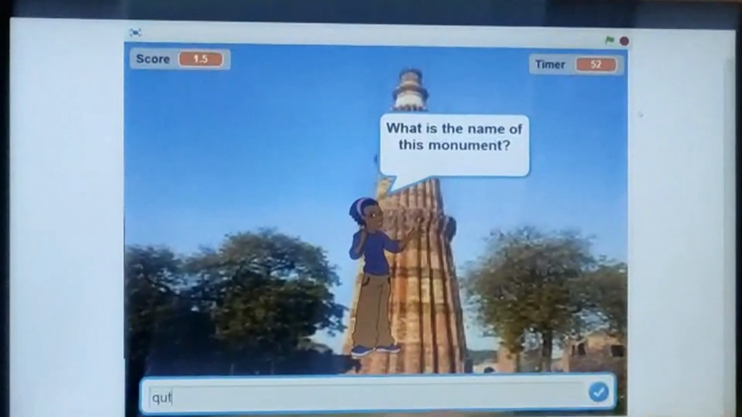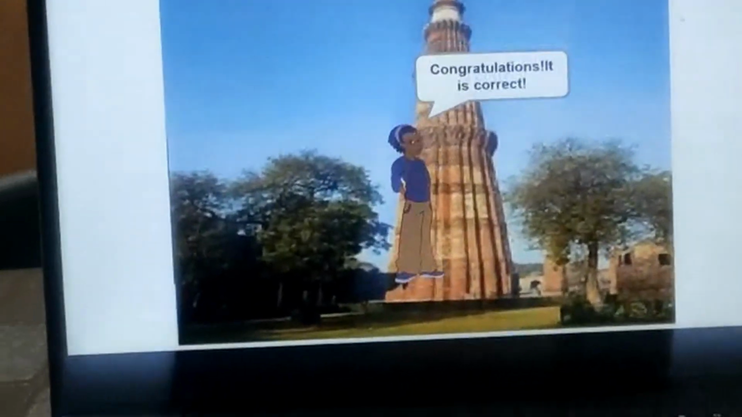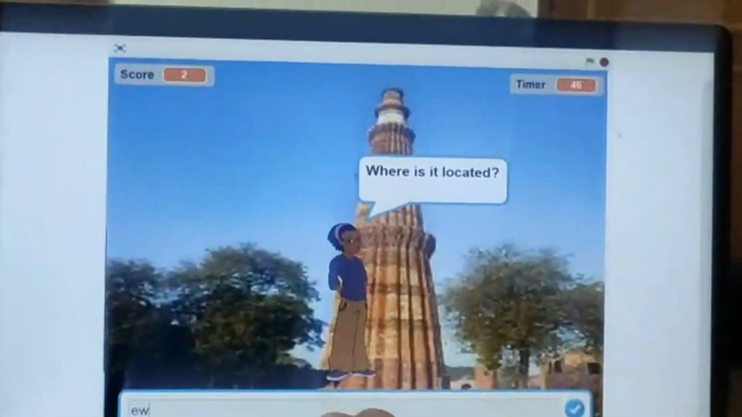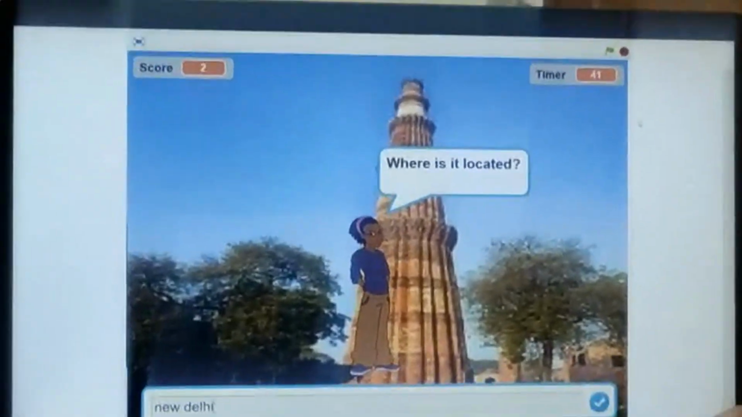So, what is the name of this monument that is like a tower? This is a Qutub Minar. Yes, congratulations. Where it is located? It's in New Delhi.